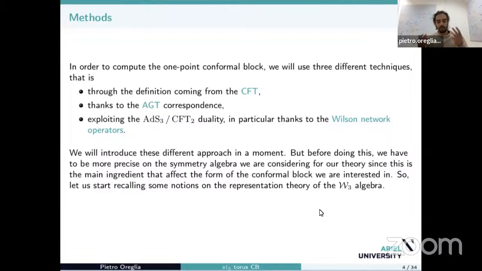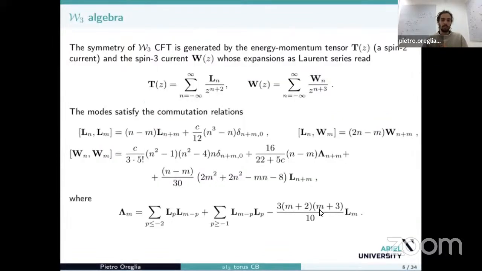But I've said that the conformal blocks depend on the symmetry of the theory. So let us see what symmetry we are considering, in particular the W3 algebra. What does it mean? The W3 conformal field theory and the W3 symmetry is generated by the energy momentum tensor, as in usual conformal field theories, and a higher spin current. So there is a kind of generalization of the usual Virasoro algebra extension.